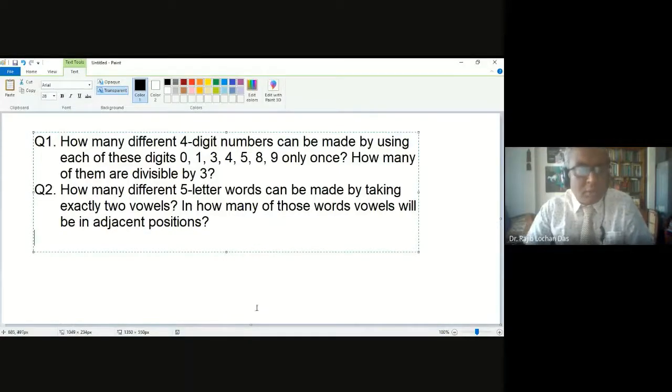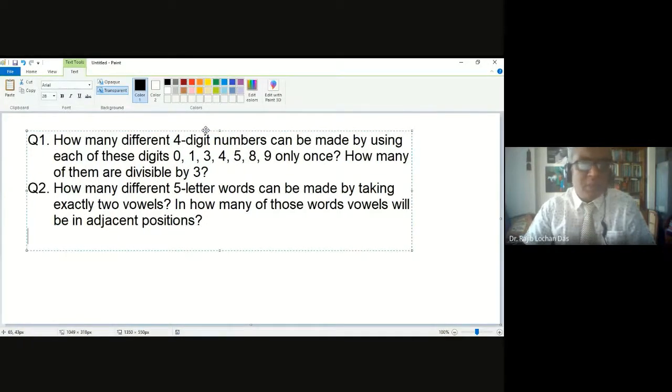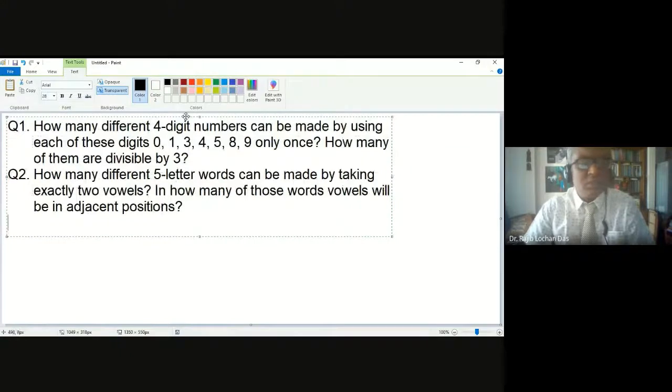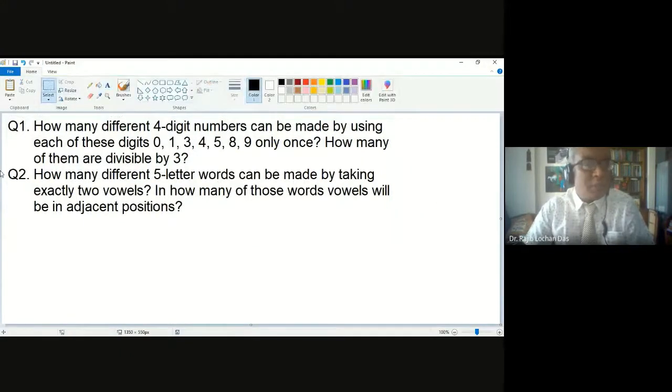Let me complete these two questions first. I will give more questions. So let us complete these two questions first. So what will be the first answer?